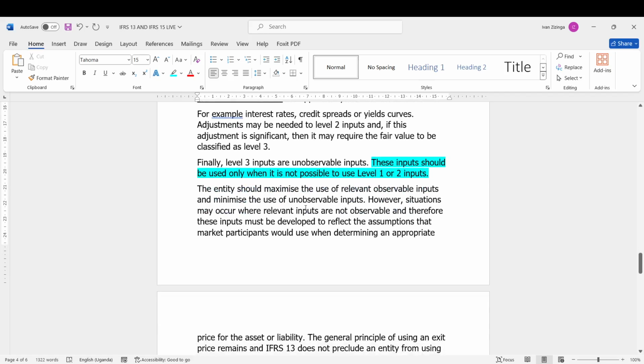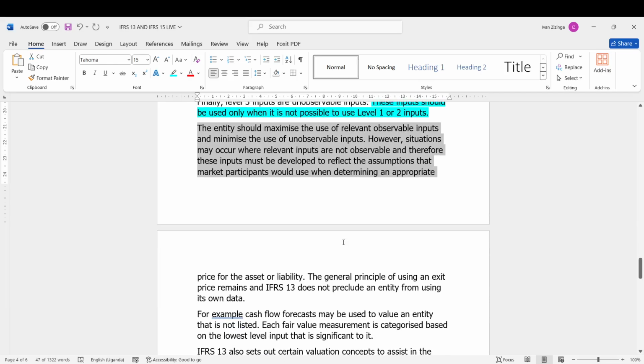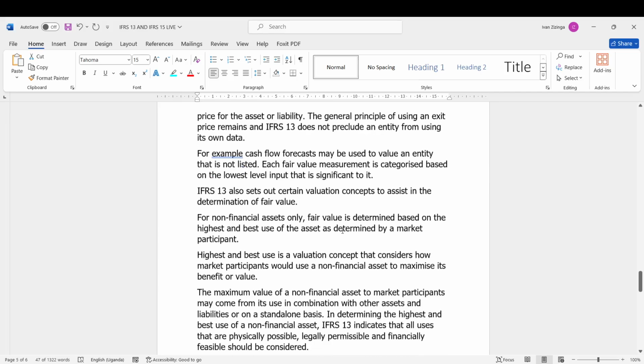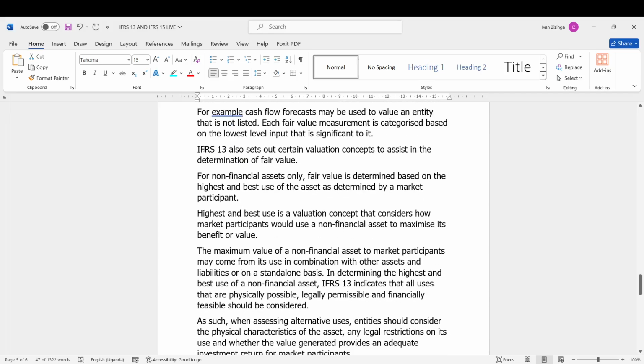Ivan, is that okay? Yes, that is okay. And this is emphasizing the same. Better we practice questions so that we can see how we can apply level 1, level 2, and level 3. Okay, I think this is more of a theory we can read through.